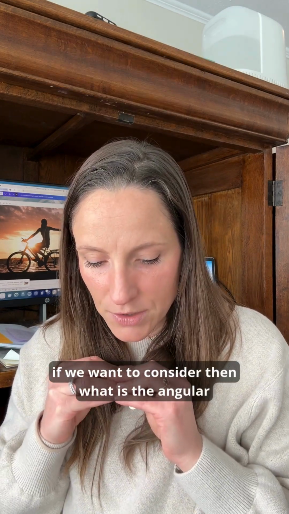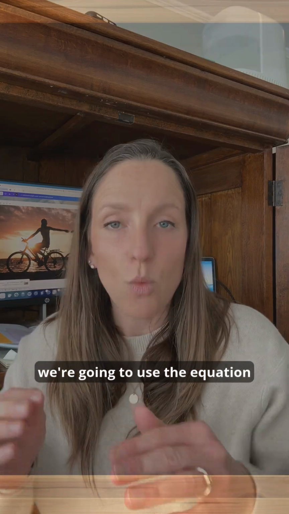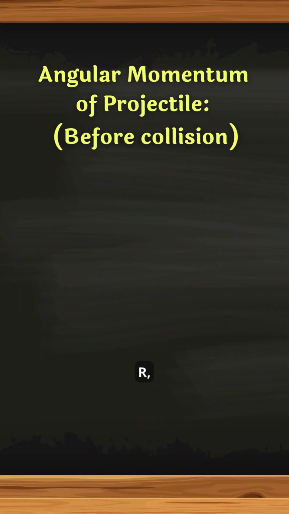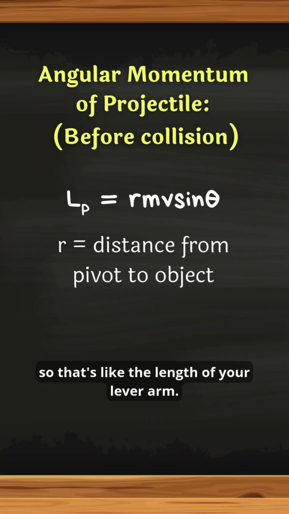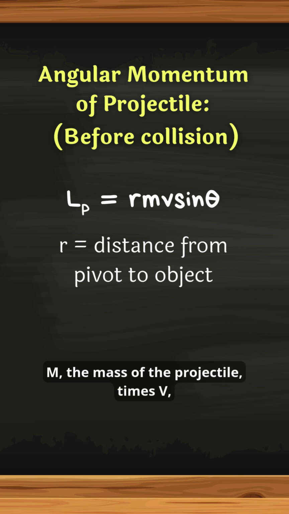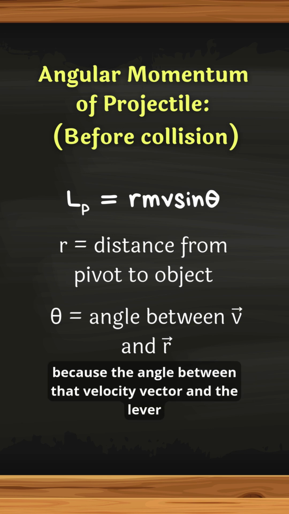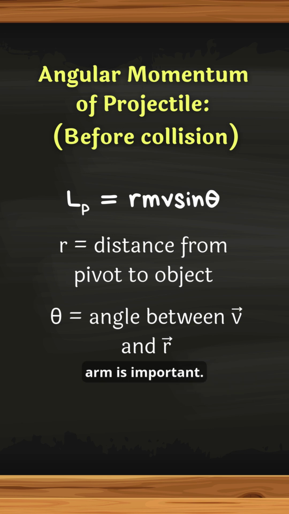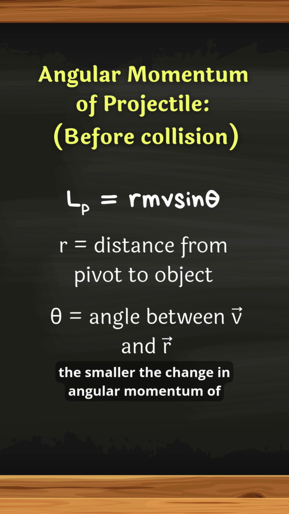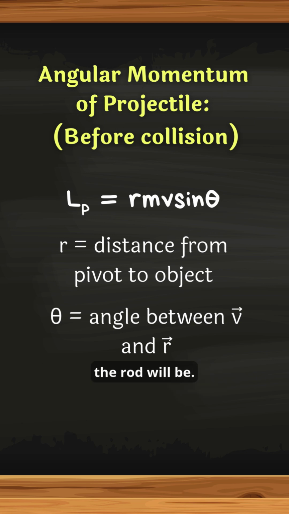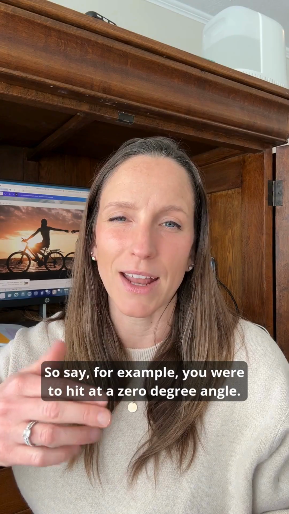And if we want to consider then what is the angular momentum of the projectile, we're going to use the equation R, so that's like the length of your lever arm, m, the mass of the projectile, times v, its speed before it hits, and this times the sine of theta, because the angle between that velocity vector and the lever arm is important. And the smaller that angle is, the smaller the change in angular momentum of the rod will be. So say, for example, you were to hit at a 0-degree angle.